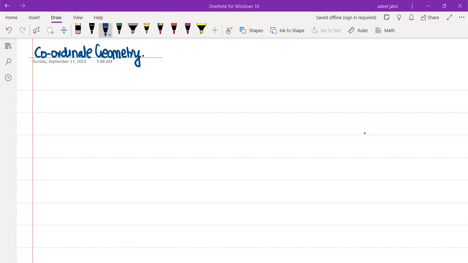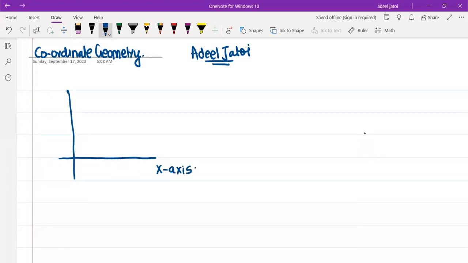ओके जी, कोऑर्डिनेट ज्योमेट्री है। कोऑर्डिनेट ज्योमेट्री is linked to the coordinates on the axis. One is your x-axis, the other one is your y-axis.